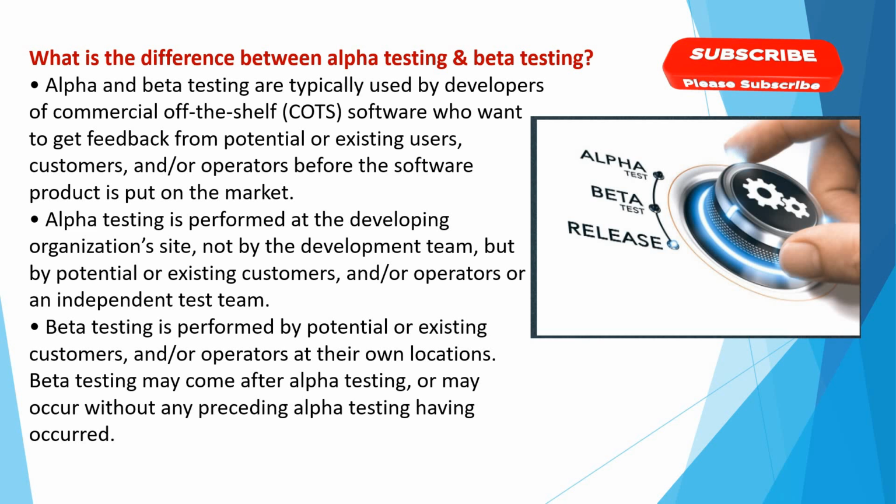Alpha testing is performed at the developing organization's side, not by the development team, but by potential or existing customers, or operators, or an independent testing team. Those people will do independent testing. Beta testing is performed by potential or existing customers or operators at their own locations. Beta testing can come after alpha testing or may occur without any preceding alpha testing having occurred.